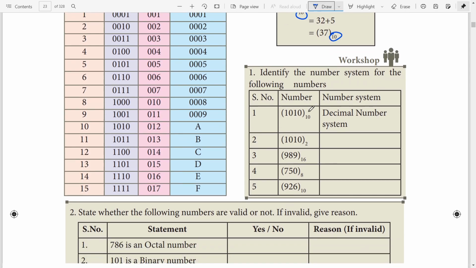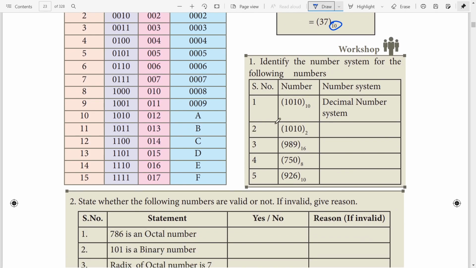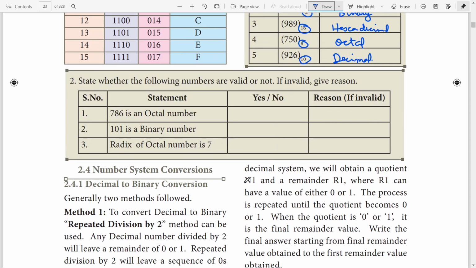Identify the number system of the following numbers. Here the base value is 10, that means it is the decimal number system. Base value 2, what does it mean? Binary number system. Here the base value is 16, hexadecimal. Base value 8, octal. Base value 10, which is the decimal system.